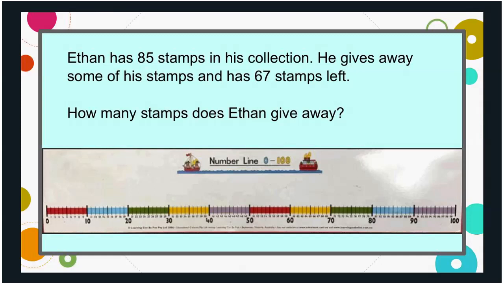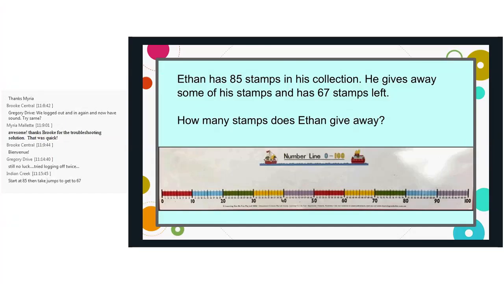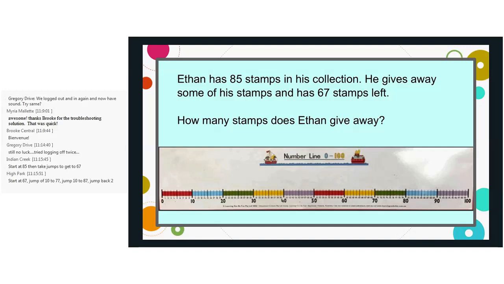Thanks for giving that a try. Some of the things you might have noticed when you were talking with each other is that you had different starting points and you moved in different directions.